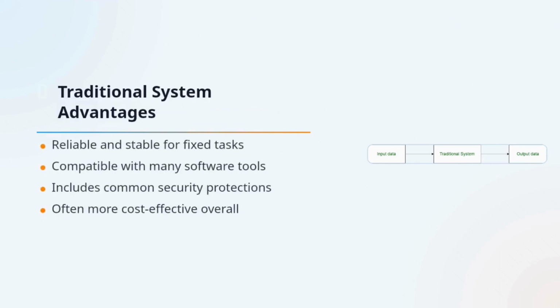One big strength of traditional systems is reliability. They are usually built for specific tasks, so they tend to be stable and less prone to random failures. They also support many common software applications, and often come with built-in security features like antivirus or firewall support. For many users and businesses, they can also be a budget-friendly option.